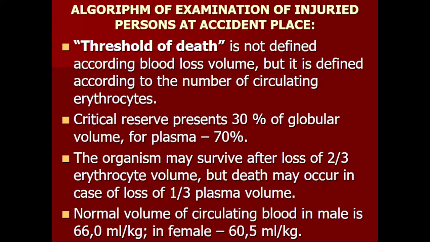Threshold of death is not defined according to blood loss volume, but according to the number of circulating erythrocytes. Critical reserve is 30% of globular volume, for plasma 70%. The organism may survive after loss of 2 of 3 parts of erythrocyte volume, but death may occur because of loss of 1 of 3 parts of plasma volume. In some cases patients lose less erythrocytes, as in burns or crush syndrome. Normal volume of circulating blood in male is 66 milliliters per kilogram, in female 60.5 milliliters per kilogram.